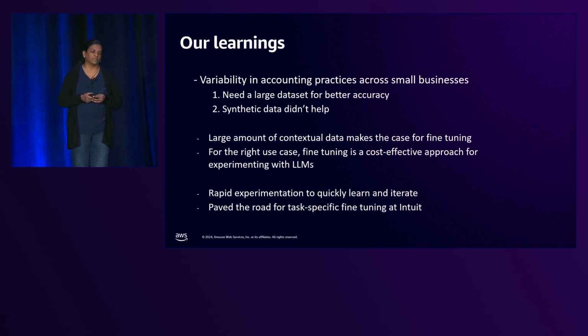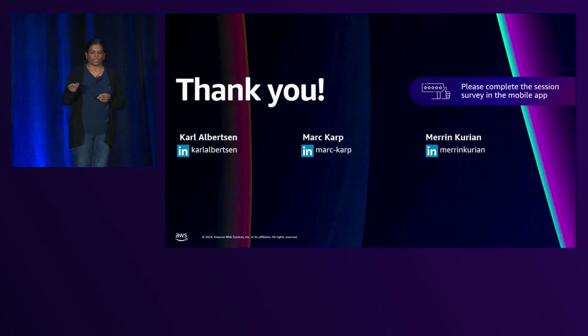So why did we do fine-tuning? Fine-tuning provided us the ability to manage accuracy, latency, and scale required for our customer experience. A large amount of contextual data was needed, in this case, for doing inference. And in our experience, if you have the right use case and the right data set, fine-tuning is a cost-effective way to experiment with LLMs. We embrace rapid experimentation as our approach to quickly learn, pivot, and refine our ideas and iterate in this emerging space. So this use case paves the road for task-specific fine-tuning at Intuit, and we hope to do more in future.